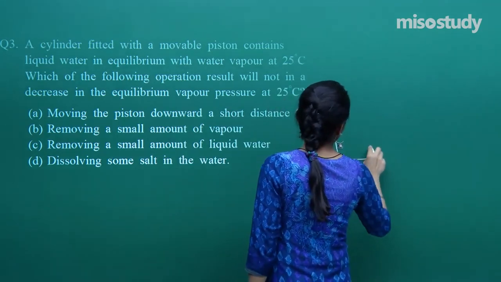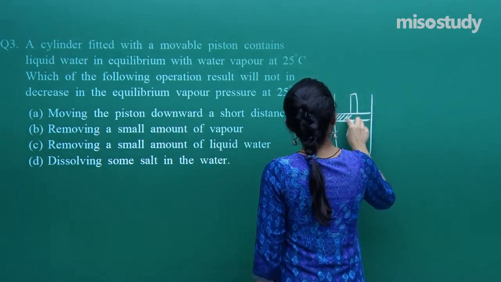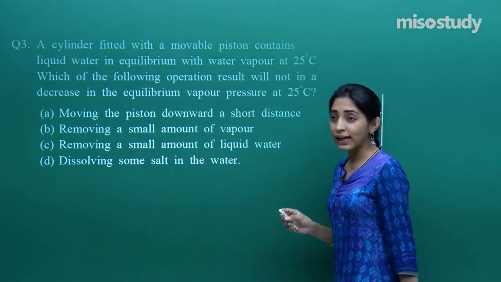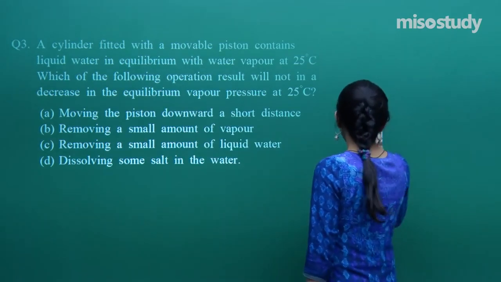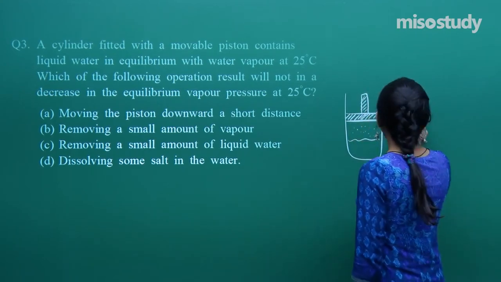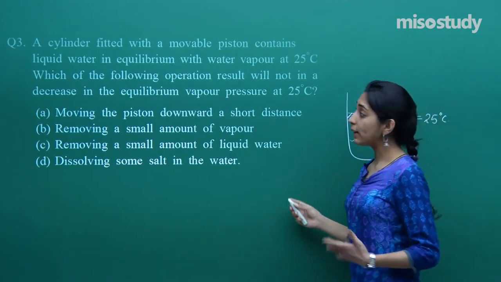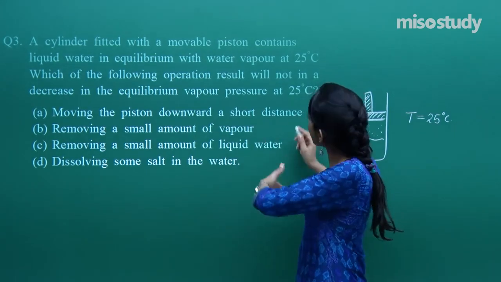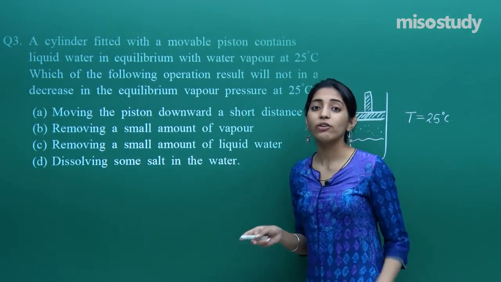So a cylinder is there and the cylinder is connected to a movable piston. It contains liquid water which is in equilibrium with water vapor. So certain liquid water is there and water vapor is there. They are in equilibrium with each other and the temperature is 25 degrees C. Now he is saying which of the following operations will not result in a decrease in equilibrium vapor pressure at 25 degrees C.